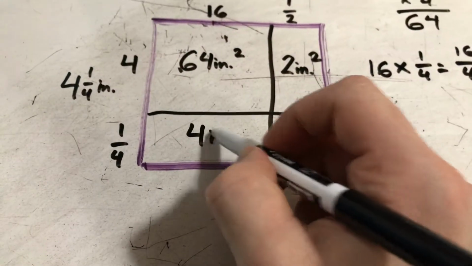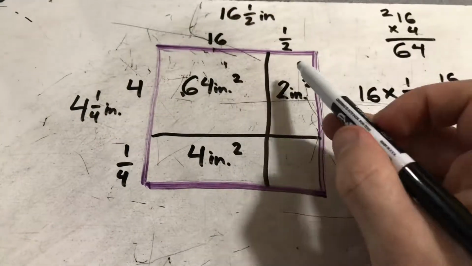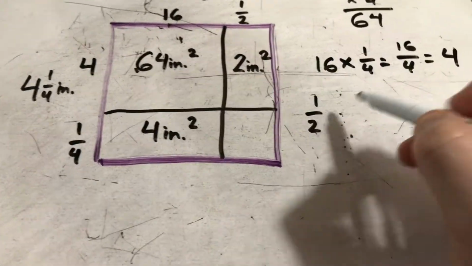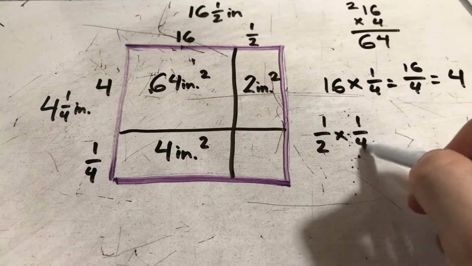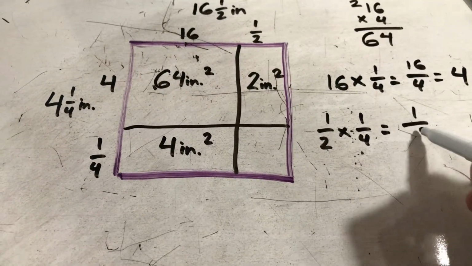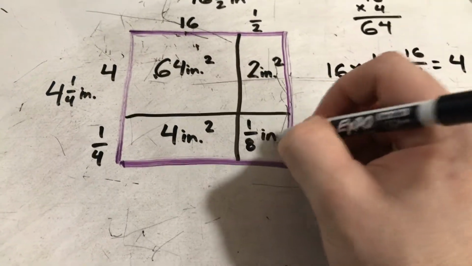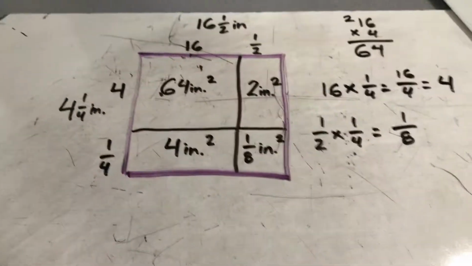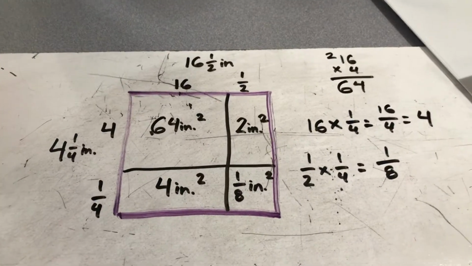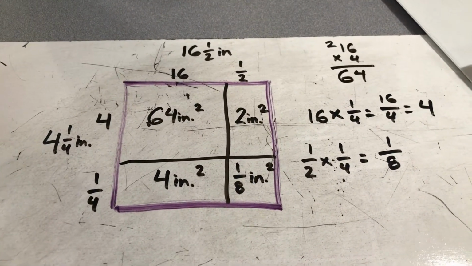So 4 inches squared. And then finally a half times a fourth. So 1/2 times a fourth is 1/8. So the area of that small rectangle is going to be only 1/8 of an inch, and that's going to be squared. So it's a lot tinier of a rectangle.